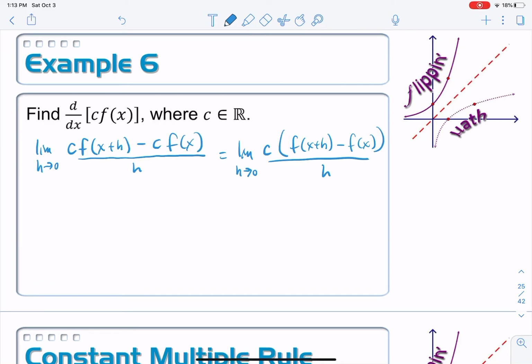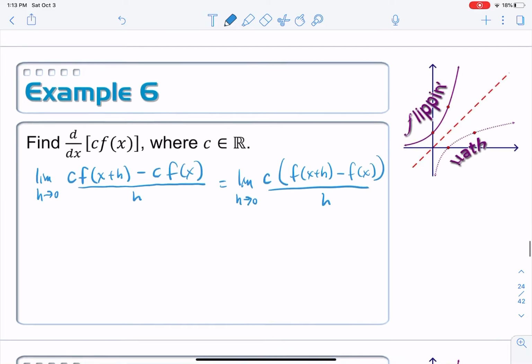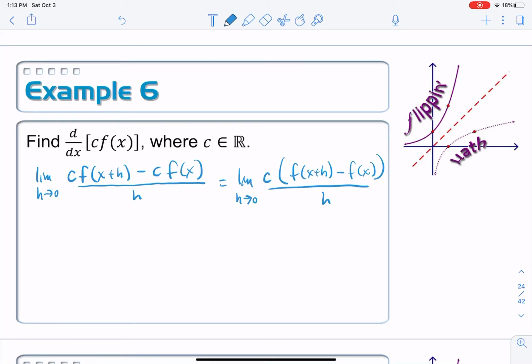You may remember from another lesson, when we were talking about limits and how to deal with limits, if you have a limit of a product of two things, that is the product of the two limits, assuming the two limits exist, of course. So I can break this up as the limit as h goes to 0 of c times the limit as h goes to 0 of f of x plus h minus f of x, all of that over h. Oh, that does look familiar.